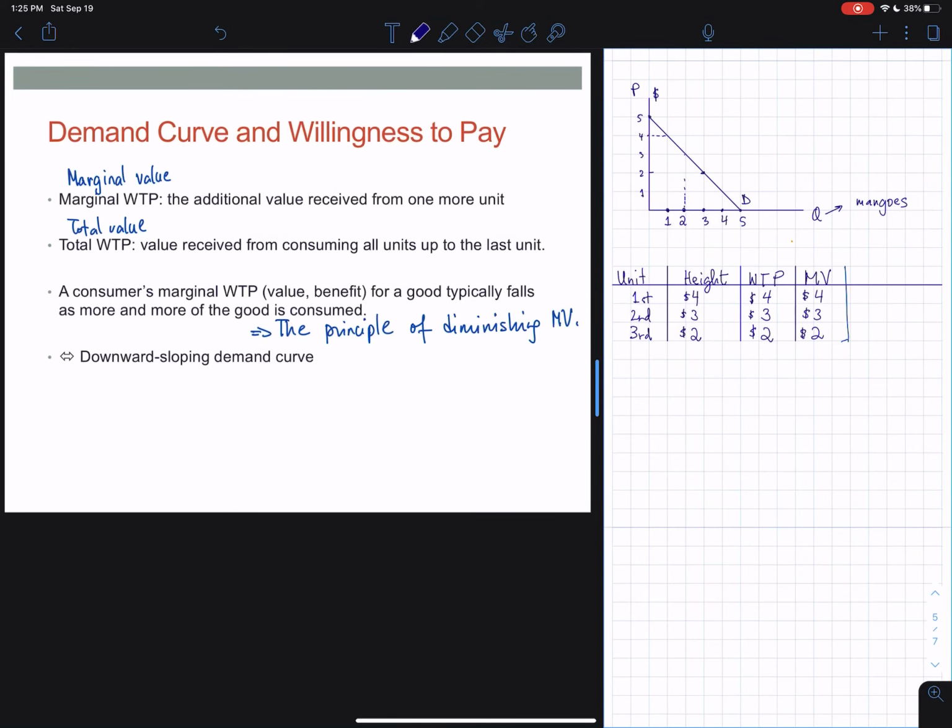There's a difference between marginal willingness to pay and total willingness to pay, or marginal value and total value. Marginal willingness to pay is the additional value that we receive from one more unit of consumption, whereas total willingness to pay is equal to the value that we receive from consuming all units up to the last unit.